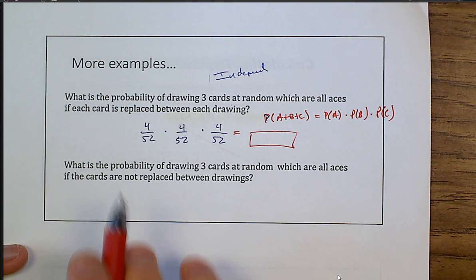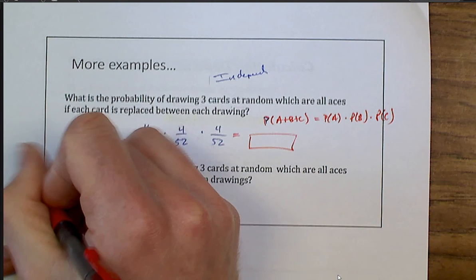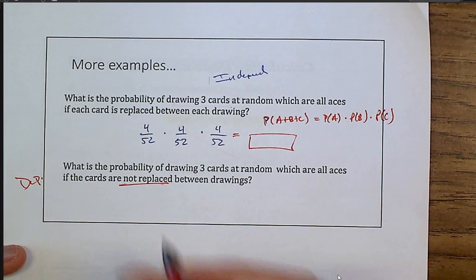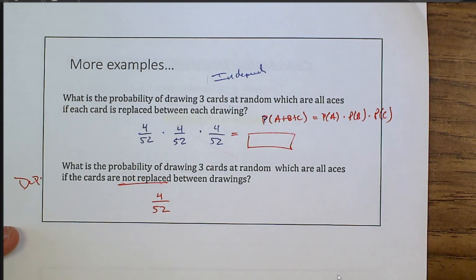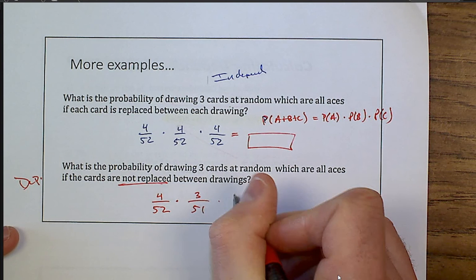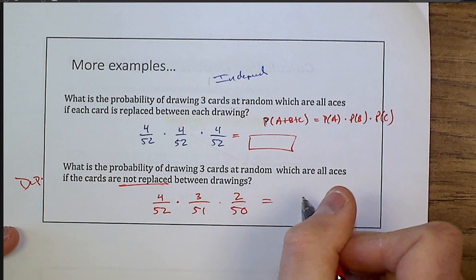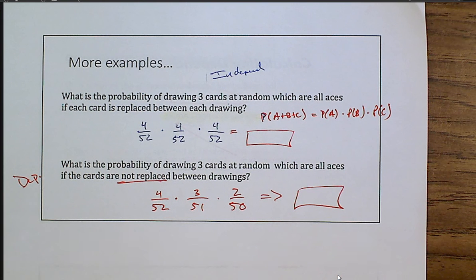Bottom one, what is the probability of drawing 3 cards at random, which are all aces, if the cards are not replaced? So that is dependent, and this is very similar to what we just did. So this would be 4 out of 52. When you pull that first card out, though, it is not replaced, so 3 out of 51, and then 2 out of 50. And again, you could multiply those fractions out and get your percentage, okay? So hopefully you catch on to this pretty quickly.